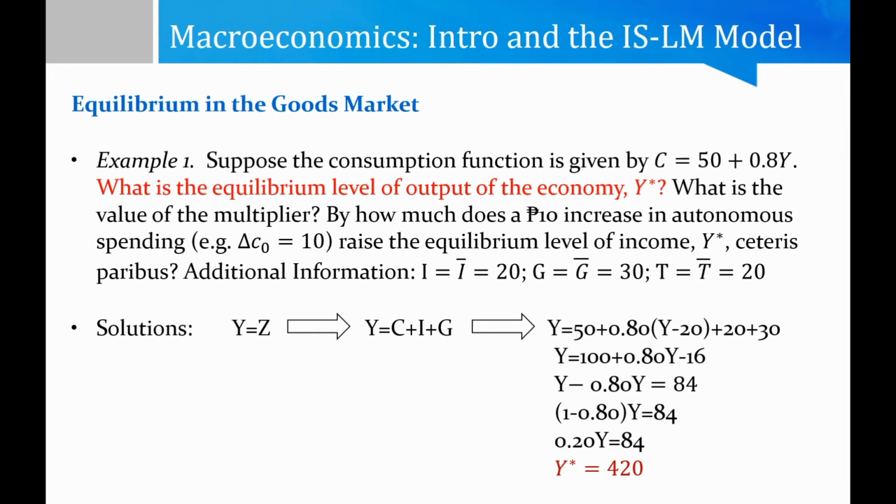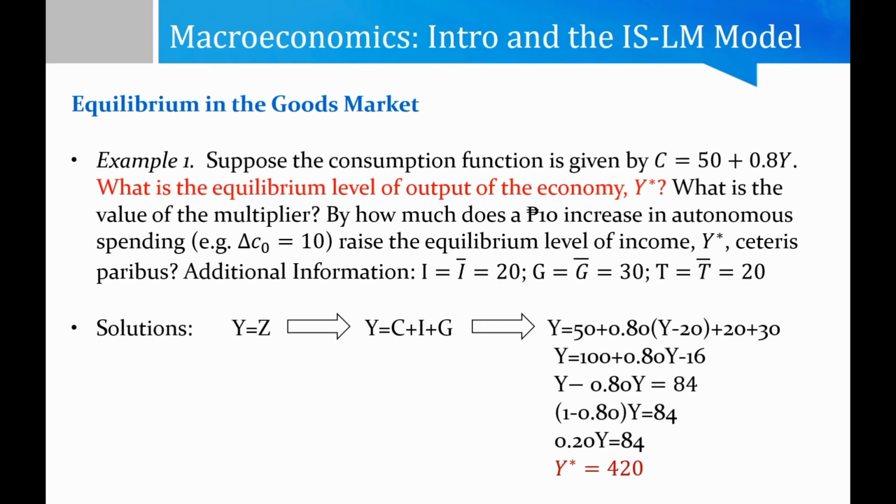By how much does a 10 pesos increase in autonomous spending raise the equilibrium level of income, holding the other variables constant? Let's say the change in autonomous spending or autonomous consumption is 10. And additional information, we have investment equal to 20, government spending is 30, and tax is 20.